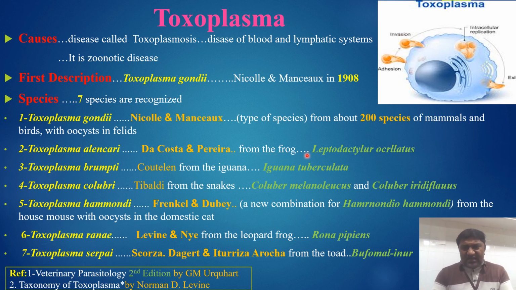Leptodactylus ocellatus. And Toxoplasma brumpti, discovered by Courtoy from the iguana, Iguana tuberculata. And the fourth one is Toxoplasma colubri, discovered by Thibault, from the snakes, Coluber constrictor and Coluber viridiflavus.